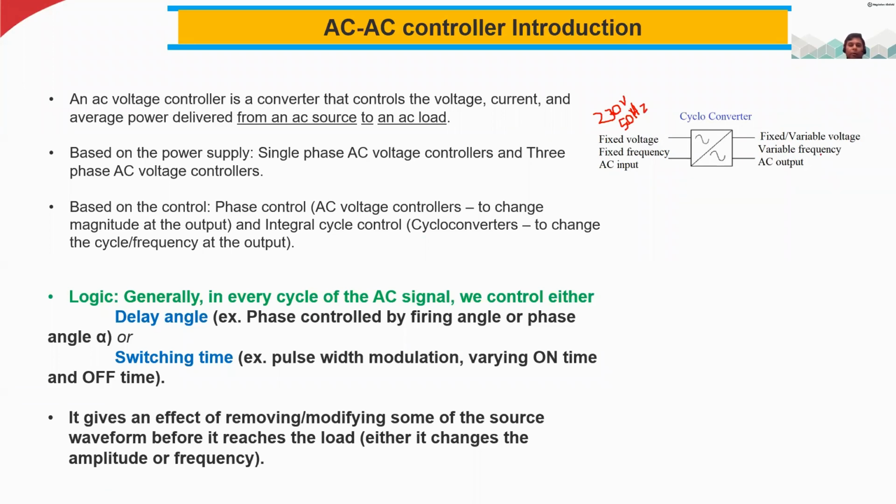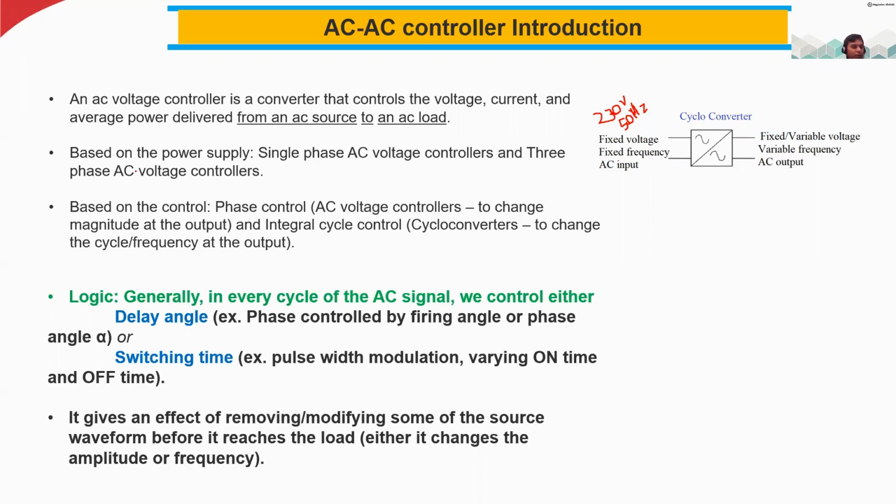But here at the output, we can change this voltage and we can also change the frequency. For example, if you want to get 440 volt, yes, it's possible. And that is called a step up cycloconverter. And if you want to step down, that is also possible. And similarly, from 50 hertz, if you want to get 100 hertz, it's possible. Similarly, you can also get less than 50 hertz.